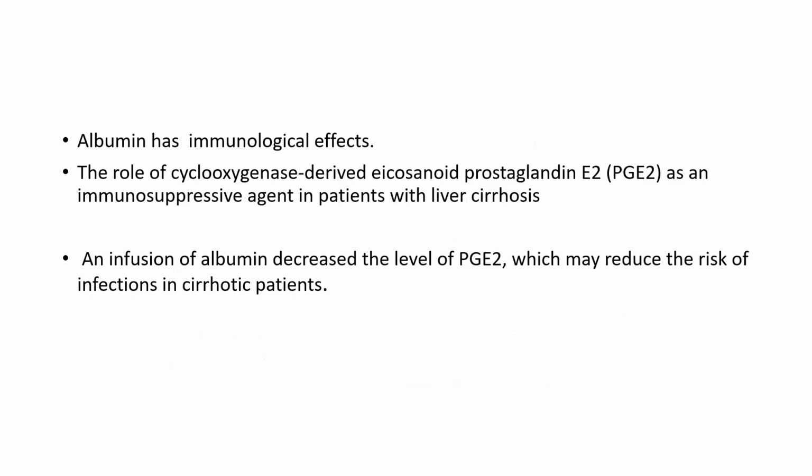The second property of albumin is that it also has an immunological effect. The cyclooxygenase-derived icosanoid prostaglandin, that is PGE2, is an immunosuppressive agent in patients with liver cirrhosis. So the infusion of albumin will decrease the level of this PGE2, which may reduce the risk of infection in cirrhotic patients.